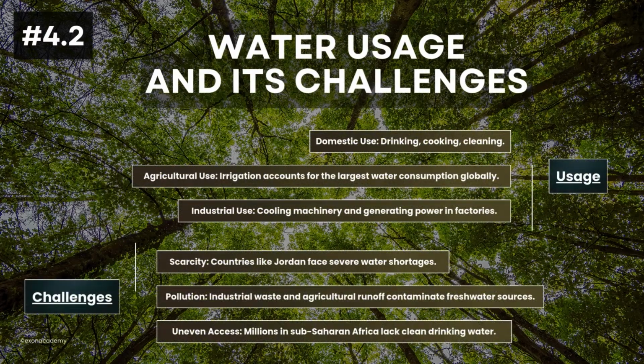Chapter number 4.2, Water Usage and Challenges. Water is used for various purposes. Firstly, it has its domestic use, drinking, cooking, and cleaning. Then comes agricultural use, where irrigation accounts for the largest water consumption globally. Then comes industrial use, where it is used for cooling machinery and generating power in factories.